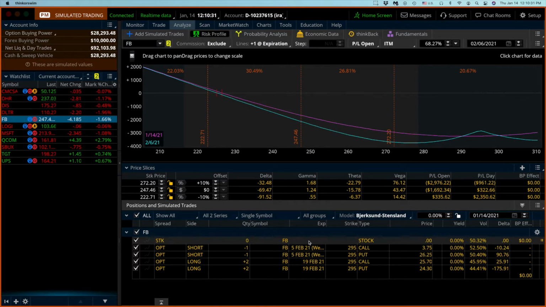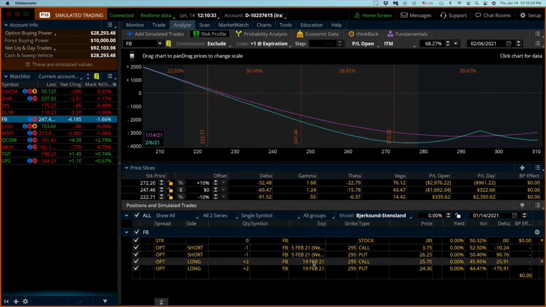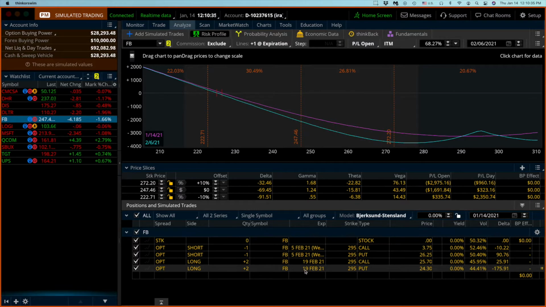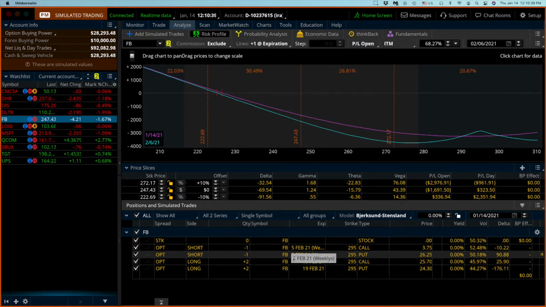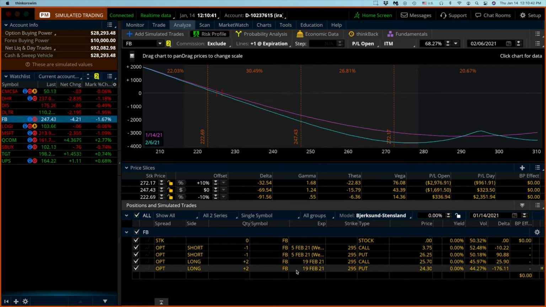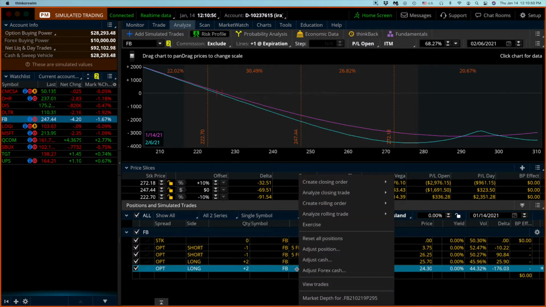So how do we do that? Well, we have one outstanding put. What I mean by that is we have one short put and two long puts. Subtract one from the two and you get only one outstanding put. And that means that's the one we can change without affecting our credit, our margin at all. So let's do that. Analyze rolling.